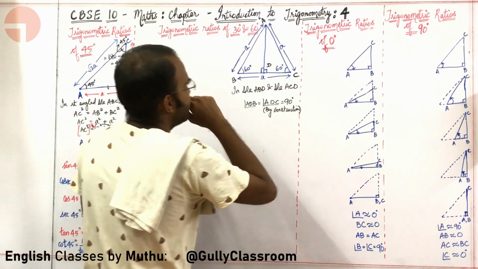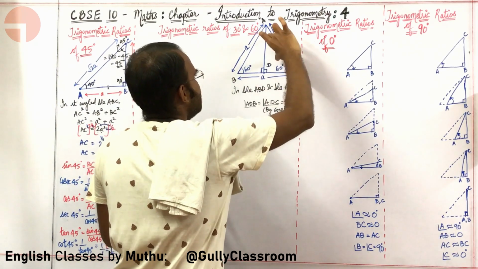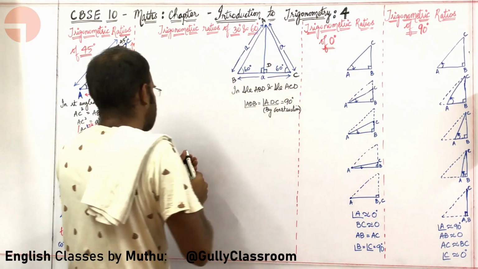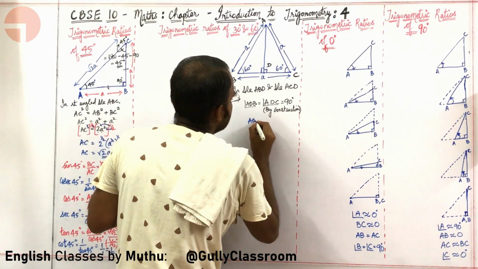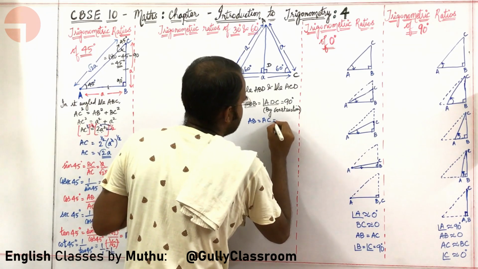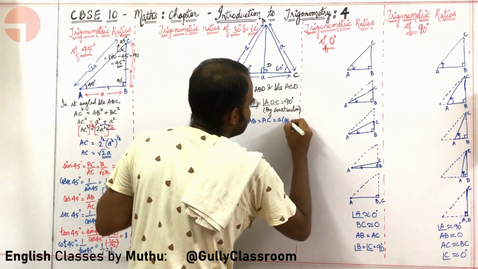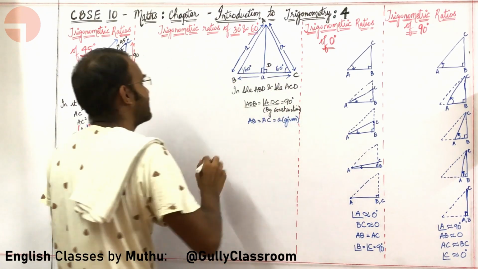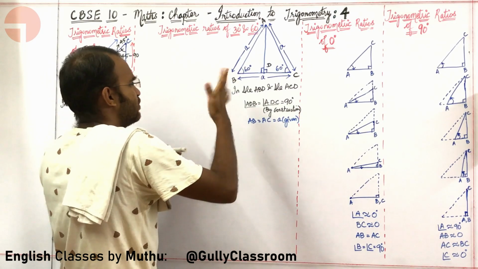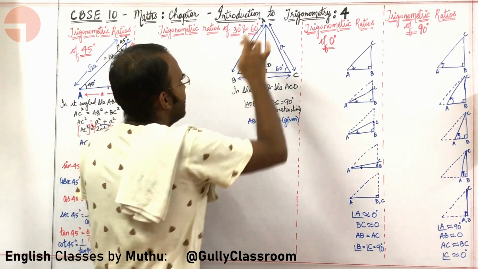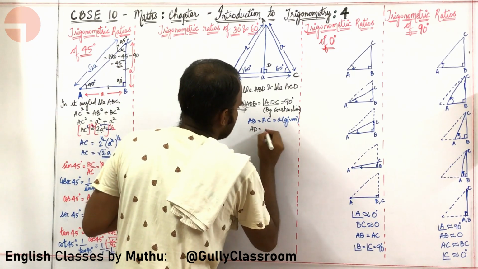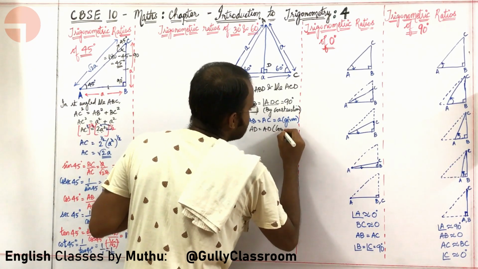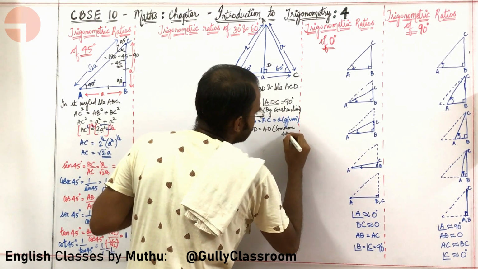What else? The next thing is, both the hypotenuses in these two right-angled triangles are equal because it's an equilateral triangle. Side AB is equal to side AC. This is given because it's an equilateral triangle, all the sides are equal. What next? AD is equal to AD, because it is a common side for both the triangles.